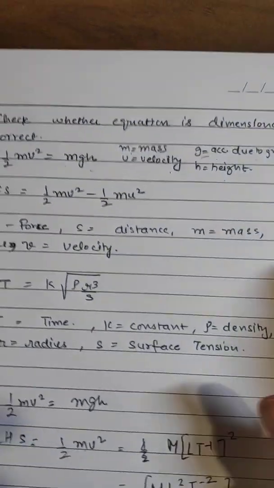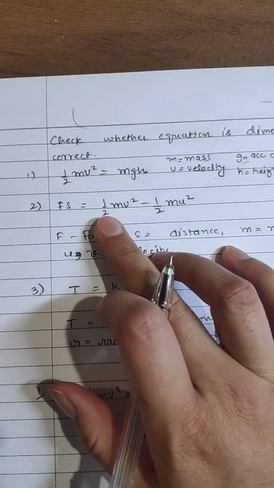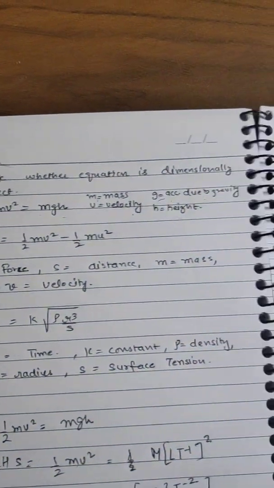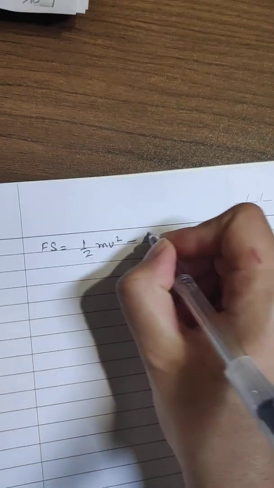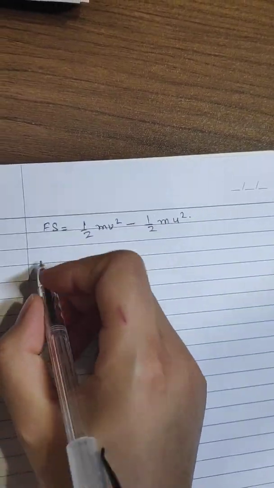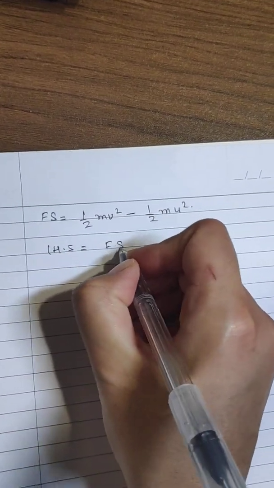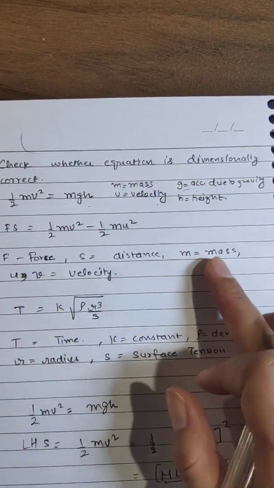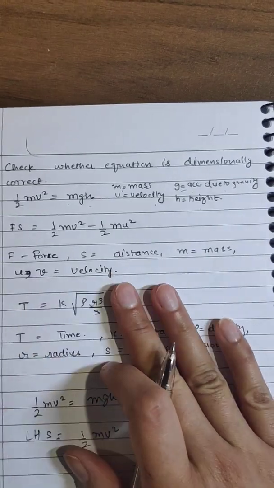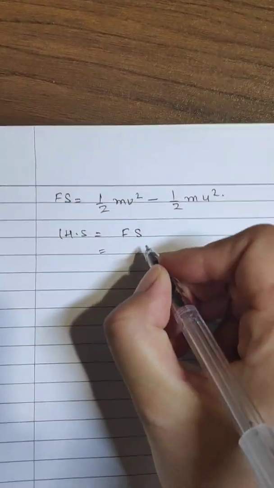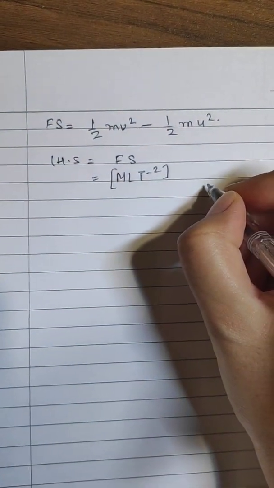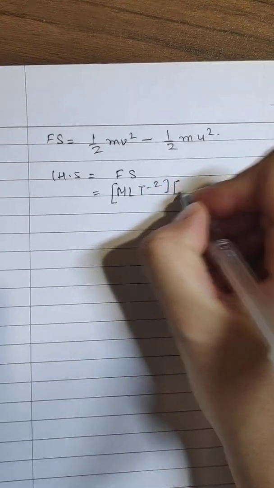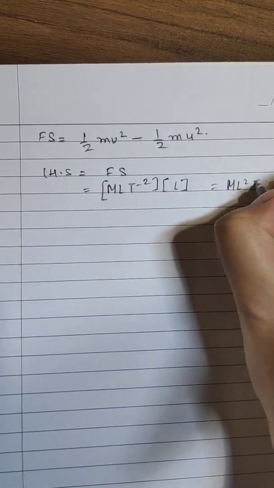Similarly, we can discuss another numerical like this. F is equal to half mv square minus half mu square. Let's solve this also. Take its left hand side. You have Fs. So what is F? That is force. S is distance, m is mass, u and v are velocity. It is already given to you. So F is mass into acceleration, M L T minus 2, or you can cram the formula, you know how to derive this. What is S? Distance. So it will become M L2 T minus 2.